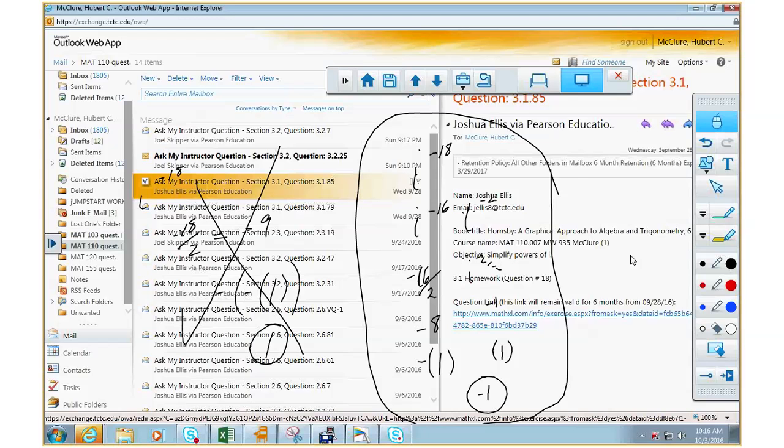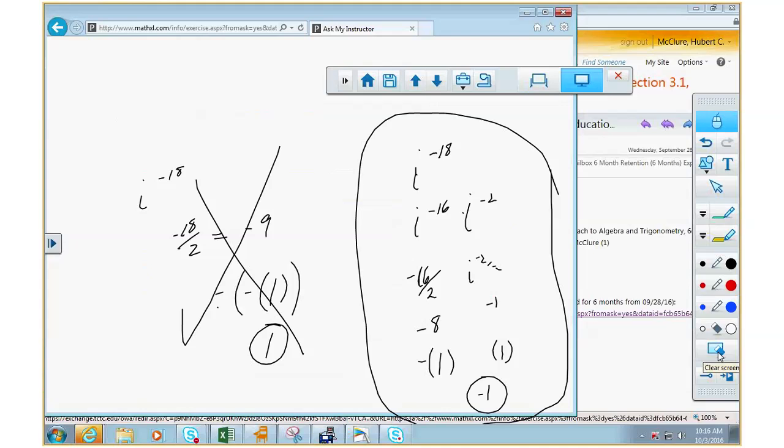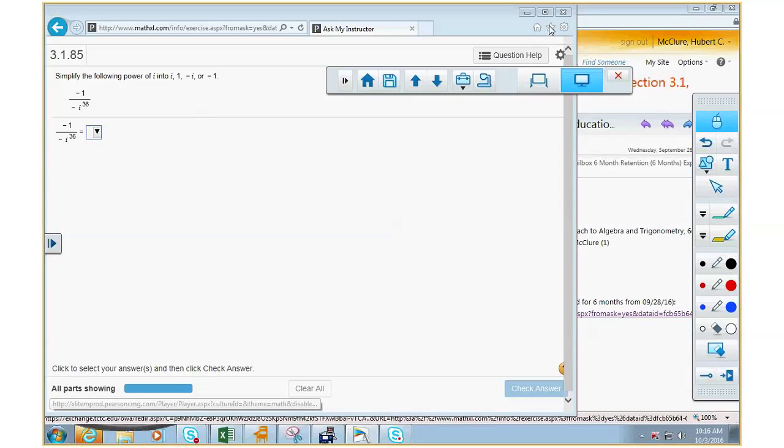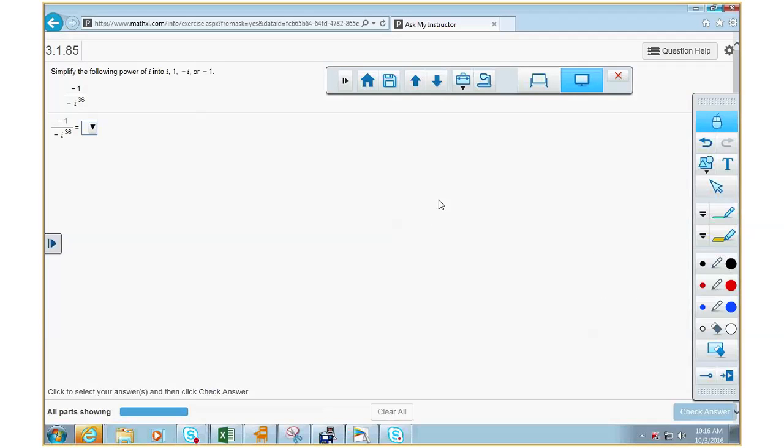Number 8518. Lord have mercy. All right, let's try this one. Okay, homework rules is my best. Yep. It's going to be -1 over negative i to the 36th power.